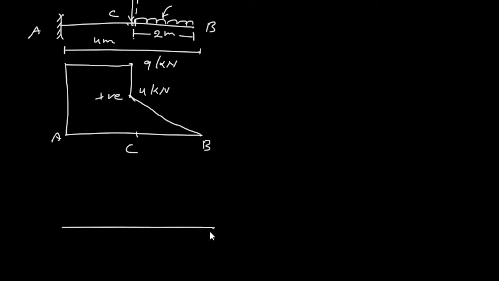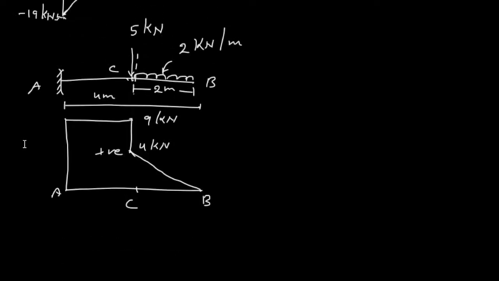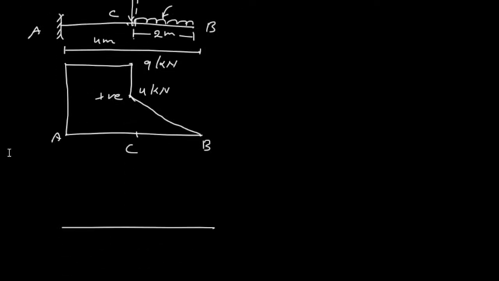Now the bending moment diagram. At point B the moment is 0. At point C the moment is 2 times 2, that is 4, acting at a distance of 1, so 4 into 1 is 4. So here bending moment is -4, it will come like this, it is -4 kilonewton meter.